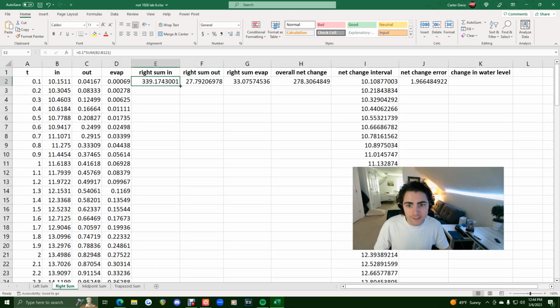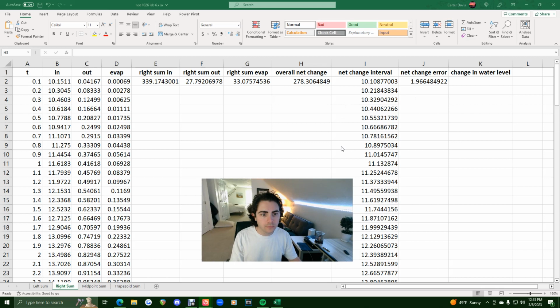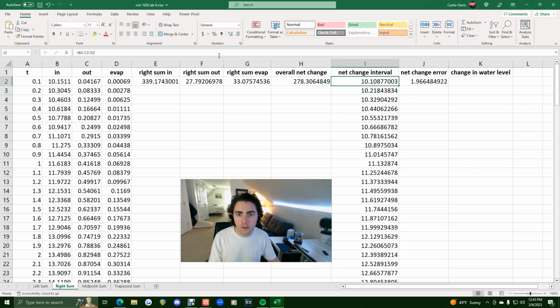And then you can do that same trick. You can drag this across and it'll fill in all those for each of their respective columns, right? Right sum out, right sum in, and so on. Overall net change, again, in minus the out minus the evaporation. Net change interval, again, just in minus out for that first row there. And then you can just drag it down and it'll complete the rest.